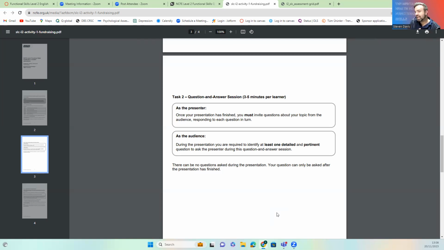So you can see it's 3 to 5 minutes per learner. The reason it's 3 to 5 minutes per learner is that if we've got 3 people in the group, it's going to take a minute each, or if there's 5 in the group, it's going to take 5 minutes. So it just depends on the size of the group. But anyway, it's roughly a minute each. Each person is going to ask you a question, and you need to answer it in roughly a minute.